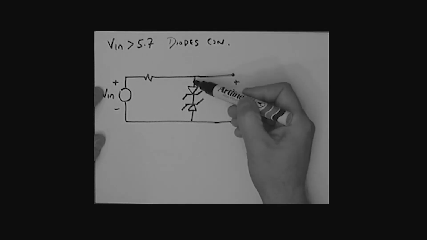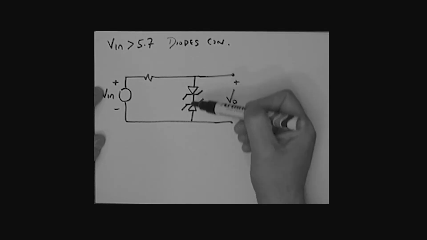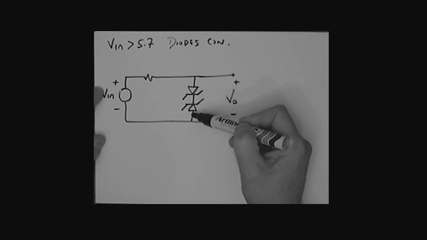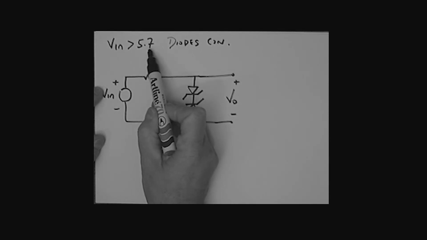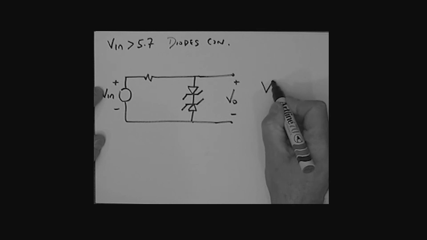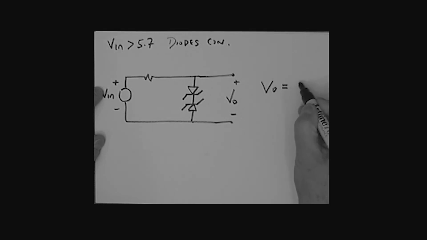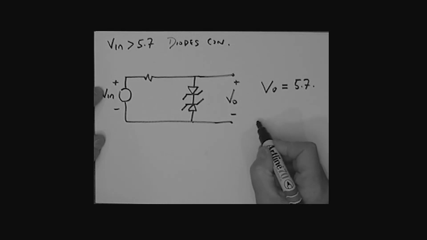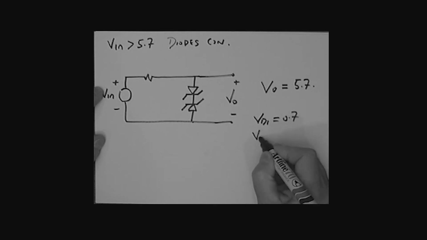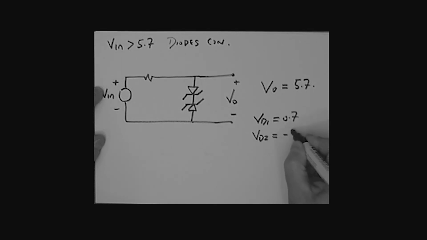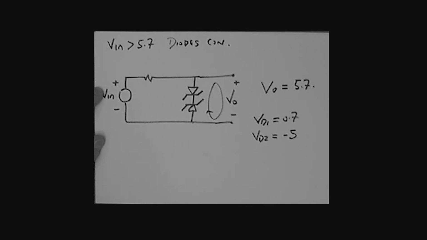So look, this diode, of course, is conducting in the forward direction. This diode is conducting in the reverse direction. And basically, therefore, this voltage becomes fixed. So when V in is greater than 5.7, that output voltage then becomes equal to 5.7 volts. Once again, it's simply from the fact that VD1 equals 0.7, and of course VD2 is equal to the minus 5. And we just did a little loop like that before to determine the output voltage, and it's the same sort of story here. And so that then is the case when the diodes are conducting.